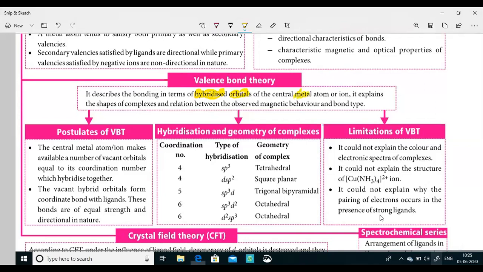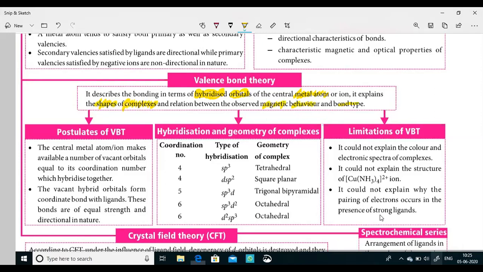Or ion. Moreover, it not only explains the bonding, it also explains the shapes of complexes. So what is the geometry of the complexes? This valence bond theory also explains the shape of complexes and the relation between the observed magnetic behavior and bond type.